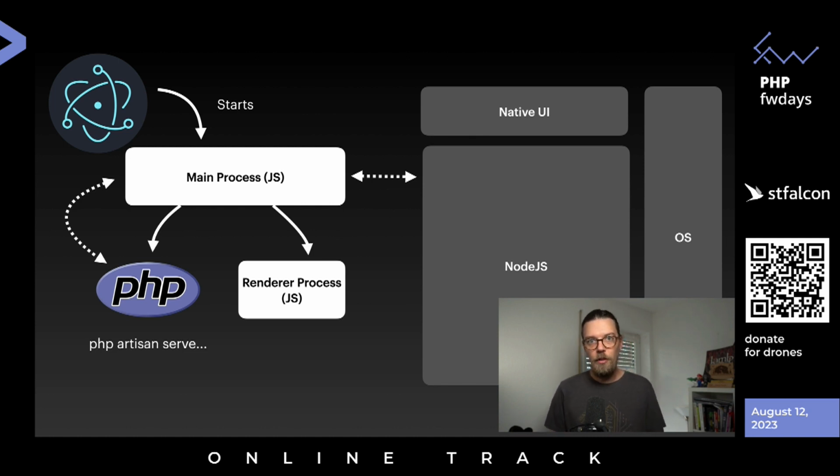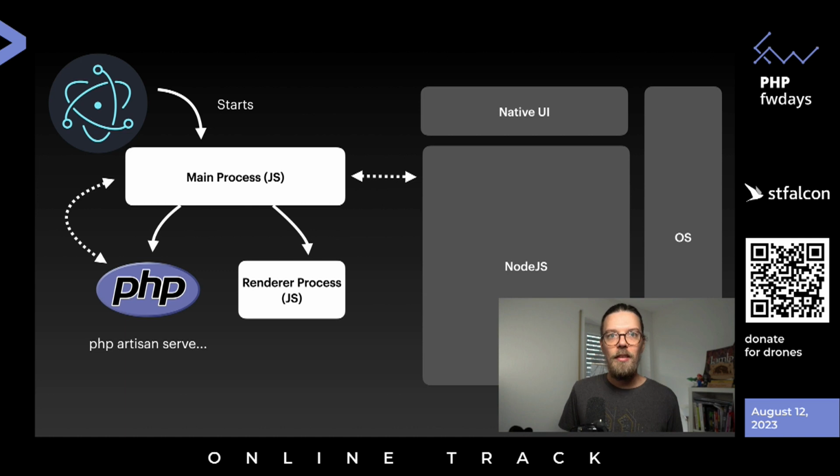Now, if we want to communicate with PHP and our main process, we can just add a small HTTP API into our main process and use that for the communication layer, which is really easy and convenient. So that's the main bird's eye view of how we can make this work.